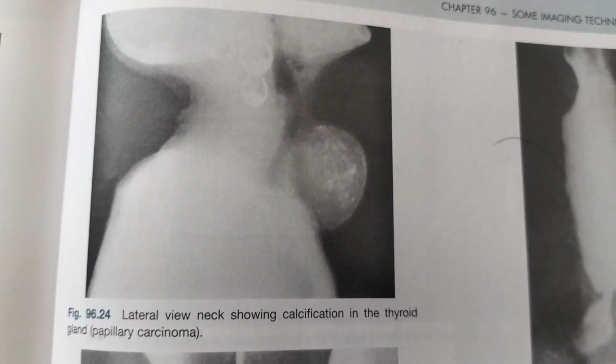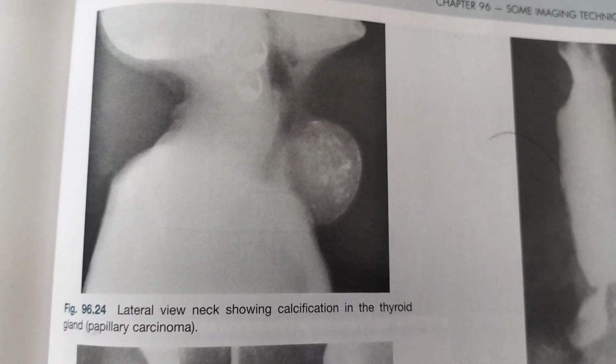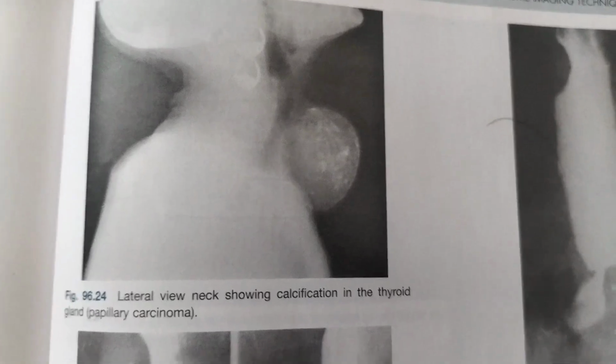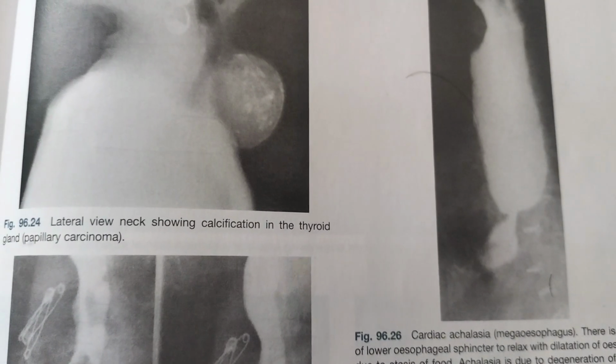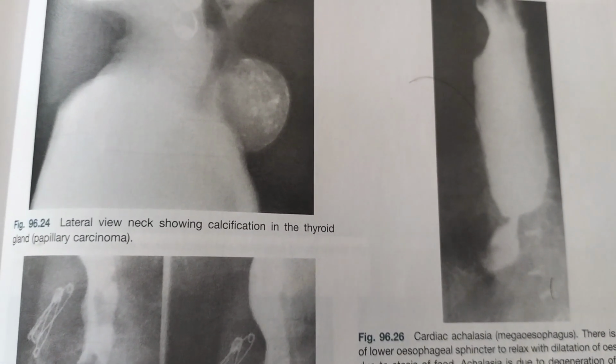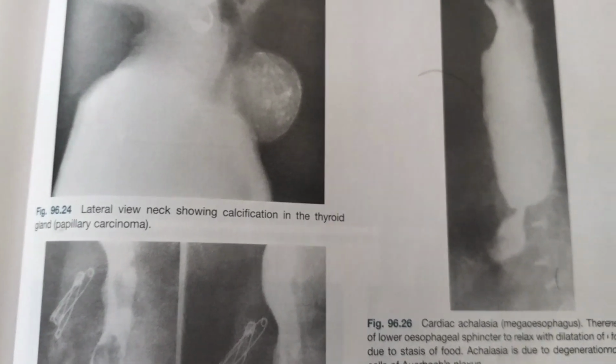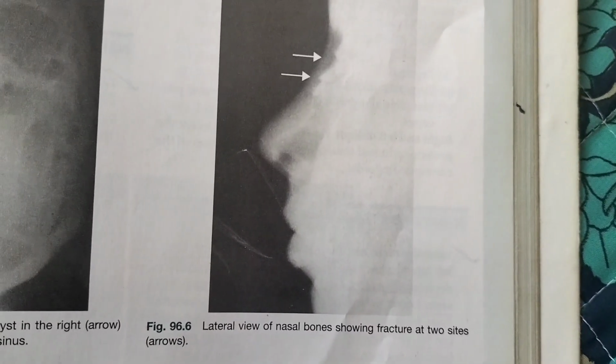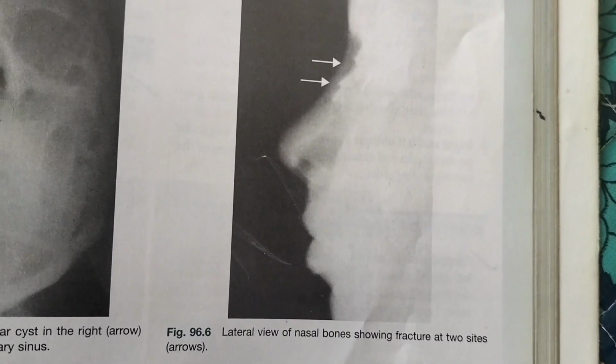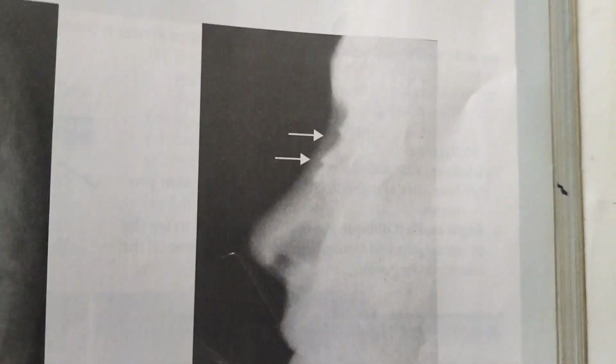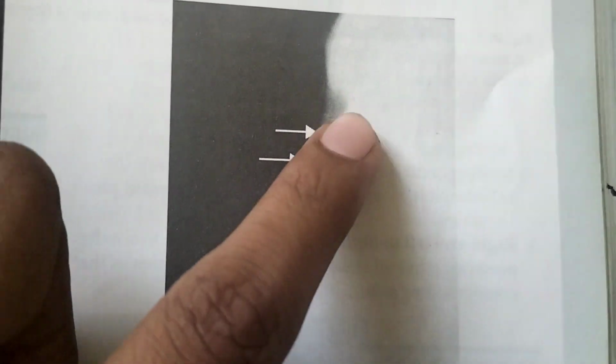There are so many other X-rays, like a lateral view of the neck showing calcification of the thyroid gland, that is papillary carcinoma. And here you can see achalasia cardia, ballooning of the esophagus because the lower esophageal sphincter is not relaxed. Here is a lateral view of the nose. You can see a nasal bone fracture. Okay, it is a discontinuity.